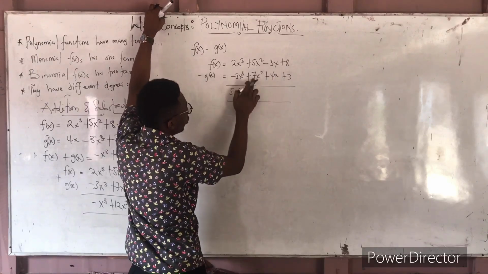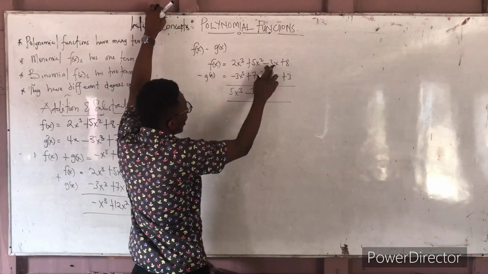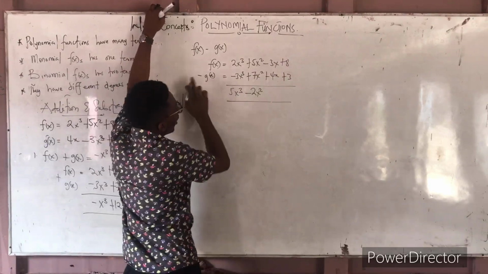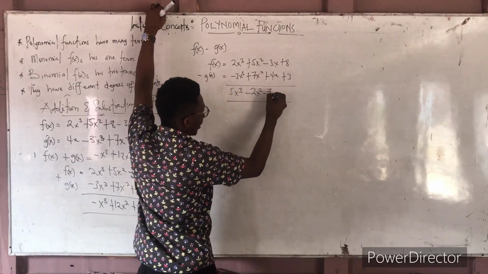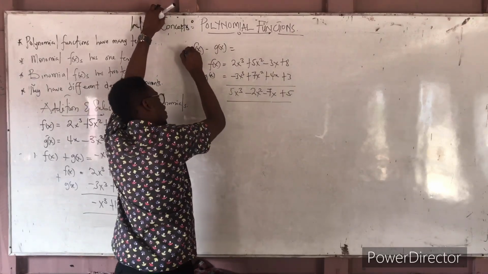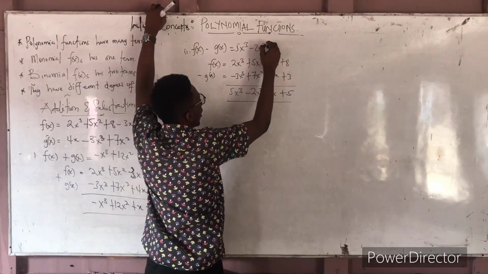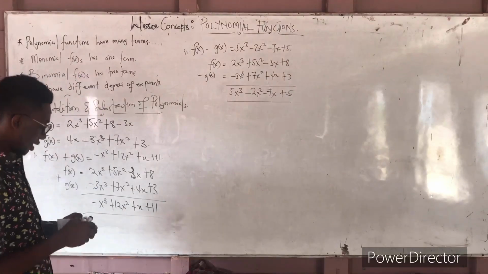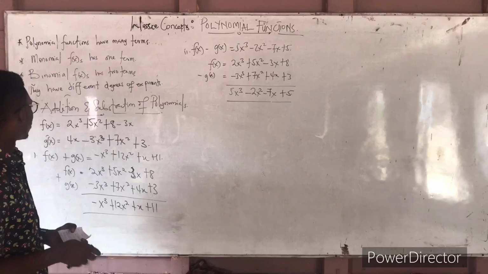Plus 5 minus 7, which will give you minus 2x squared. Negative 3 minus positive 4 will give you negative 7x. 8 minus 3 will give you plus 5. Therefore this will give you 5x cubed minus 2x squared minus 7x plus 5. Okay, and that is how we operate on the addition and subtraction of polynomials.